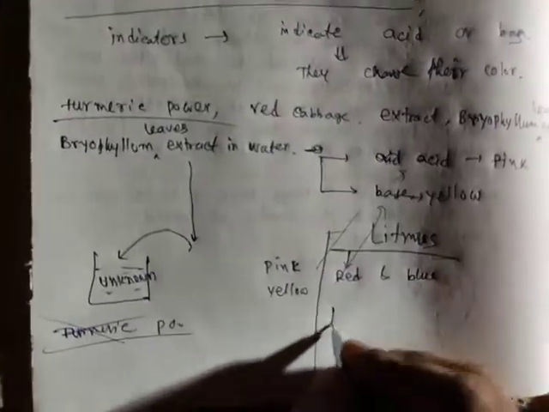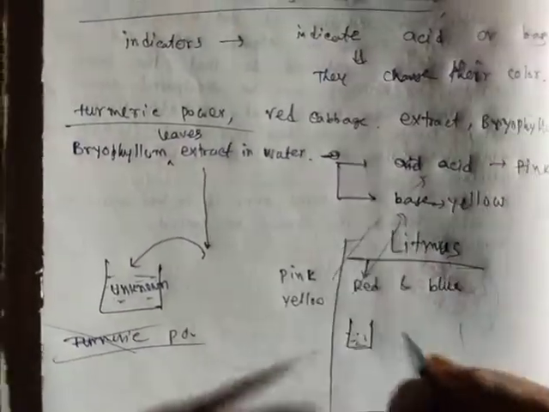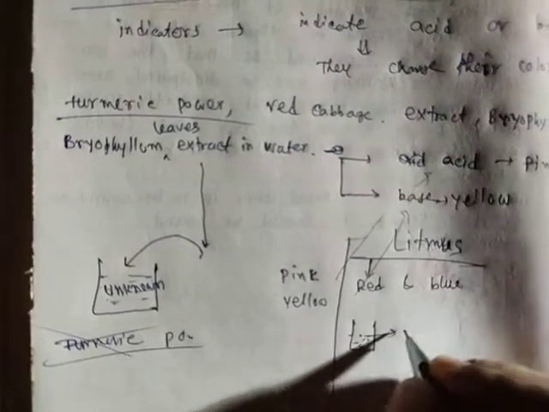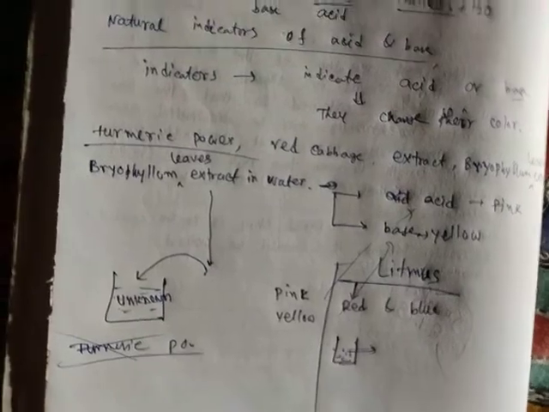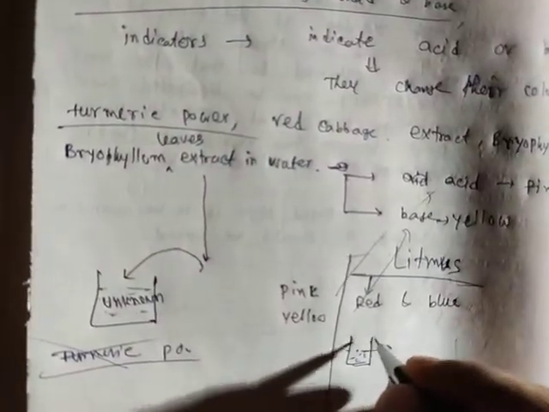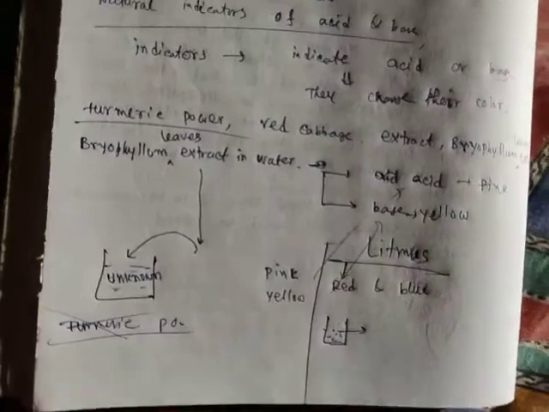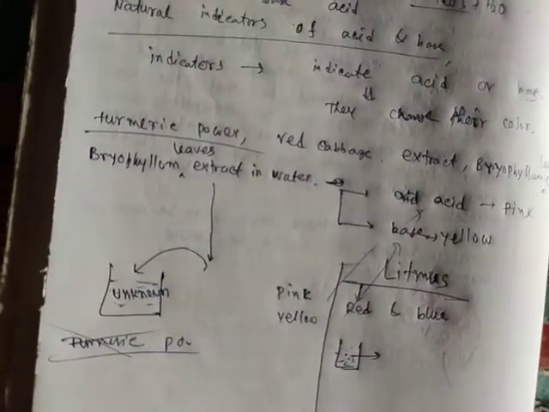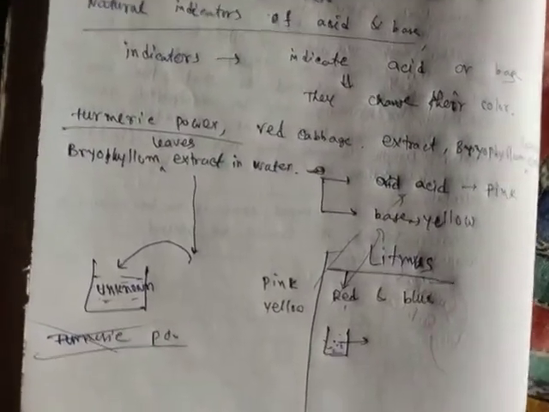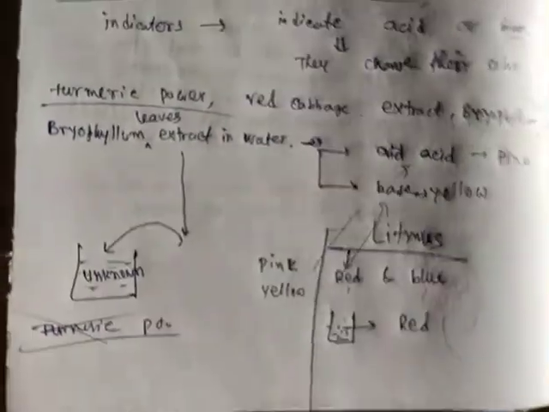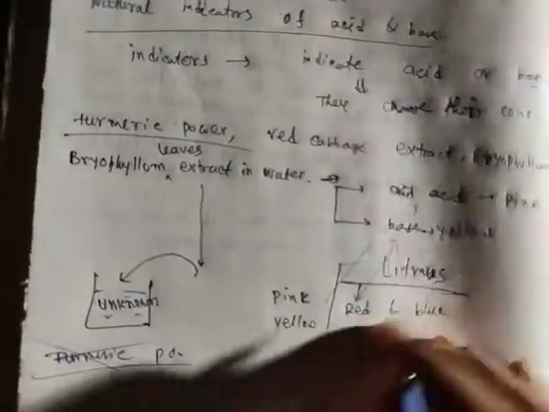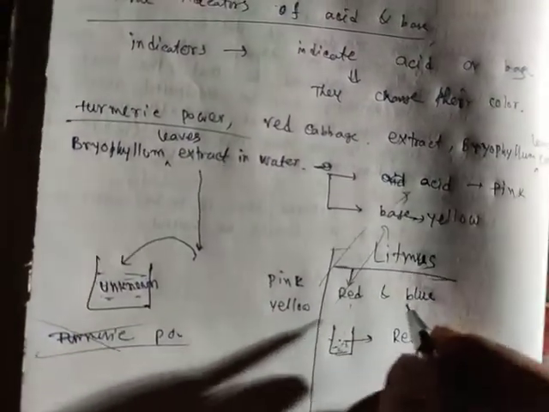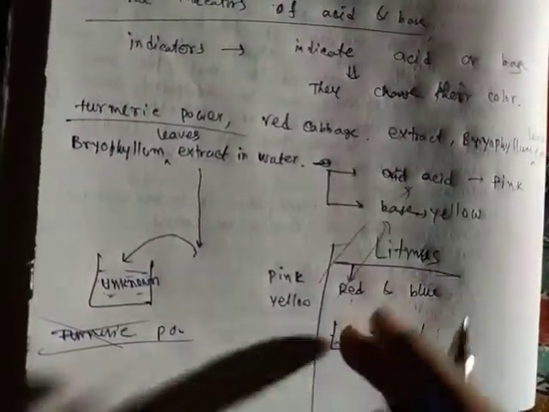Suppose this is an unknown substance or unknown liquid, you don't know. So first take the litmus paper and place it within the liquid. Suppose you take red litmus. If the red litmus remains red, that means it is acid. And again you check with the blue litmus. Take blue litmus paper and place within this liquid.